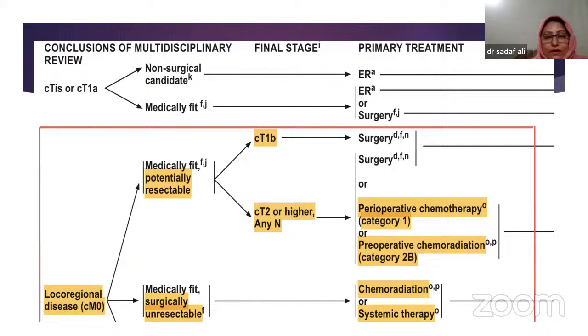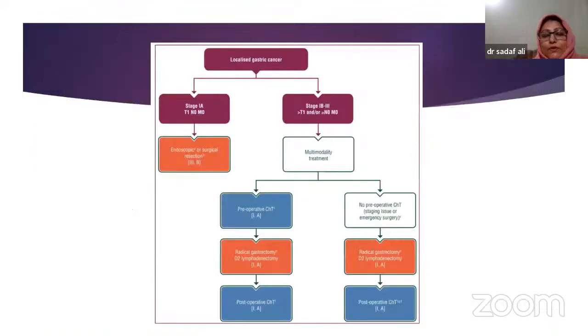the disease of early gastric cancer needs endoscopic resection, or in medically fit candidates, it might need a surgical procedure amounting only to D1, and those which have disease beyond, the standard is perioperative chemotherapy followed by D2 gastrectomy.